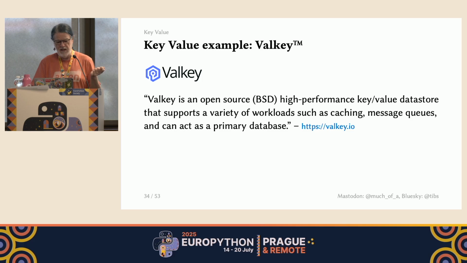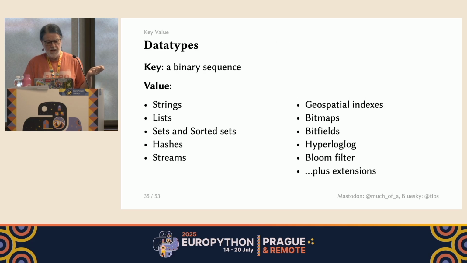My example here is Valkey, which is a high-performance key value store. Keys are a binary sequence. Don't make them too many hundreds of megabytes long, because they'll be bad keys. Values can be all the normal things you'd expect, strings and lists, hashes. You can have a one-level dictionary in your value. You can't have dictionaries of dictionaries in your values.